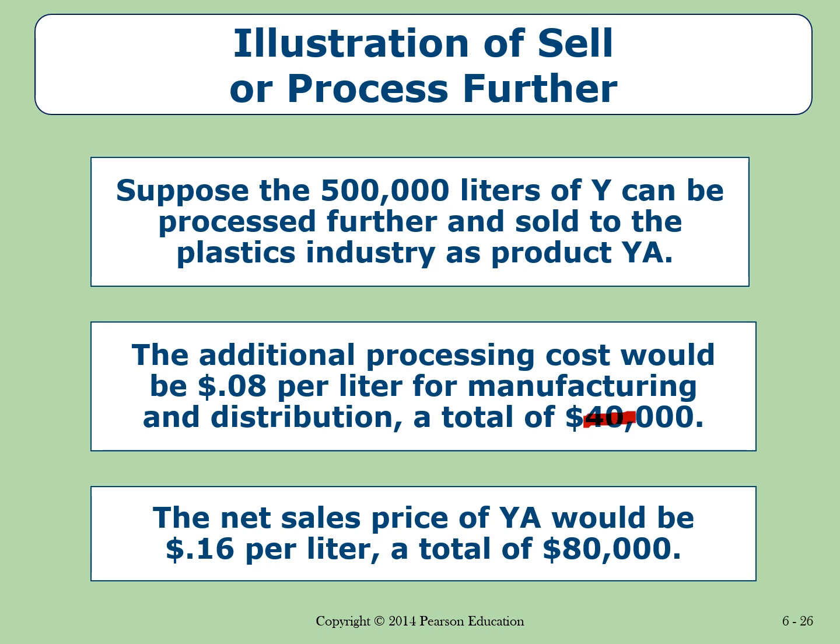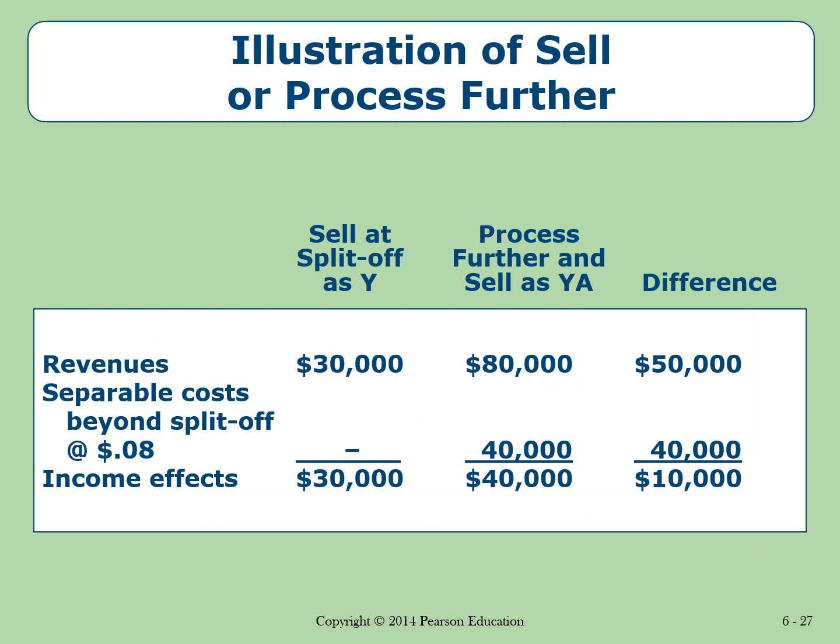So this means we are going to accept. And here is your analysis. If you are going to sell only at split off, we are going to achieve $30,000 in revenue. If we process further, we are going to get $80,000 in revenue. So the difference is going to be $50,000. But the cost of completing is going to be 40, and this means when we compare the 50 and the 40, we are achieving a net income or a profit of $10,000. This means we are to accept this for further processing case.